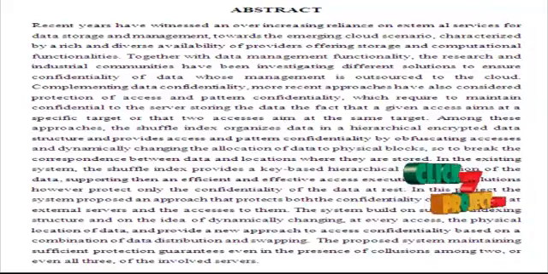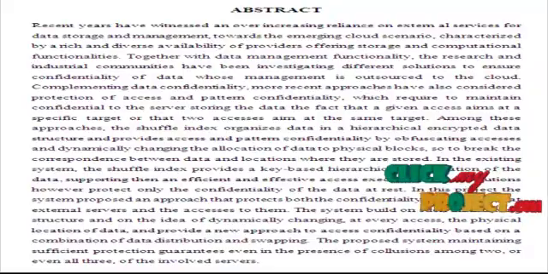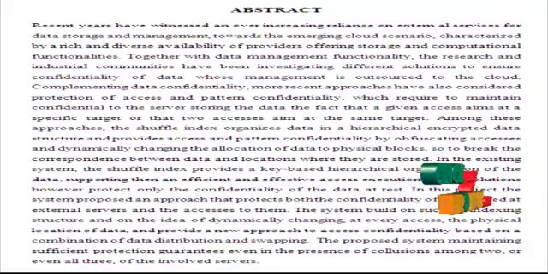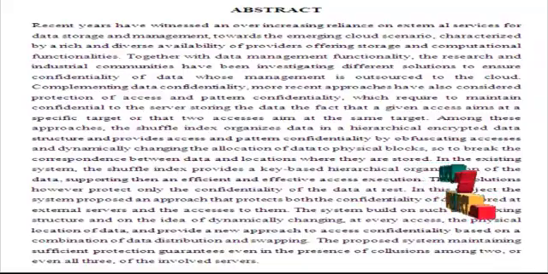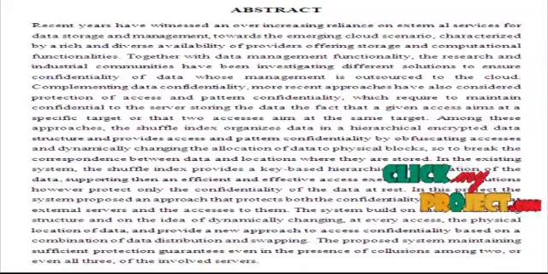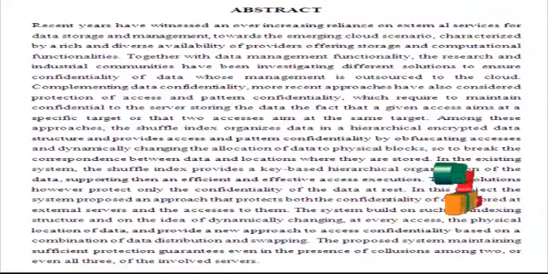In this project, the system proposes an approach that protects both the confidentiality of the data stored at external servers and the access to them. The system builds on such an indexing structure and the idea of dynamically changing, at every access, the physical location of the data, and provides a new approach to access confidentiality based on a combination of data distribution and swapping. The proposed system maintains sufficient protection guarantees even in the presence of collusion among two or even all three of the involved servers.